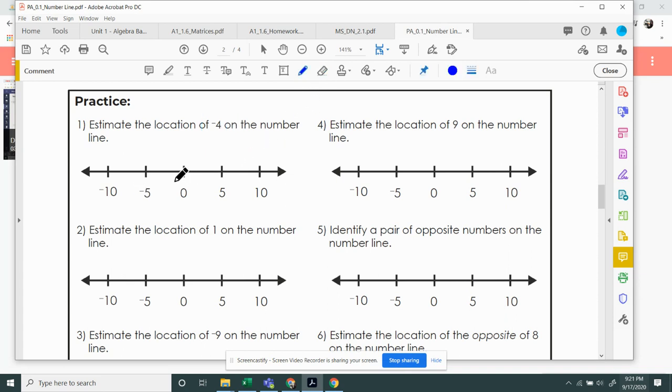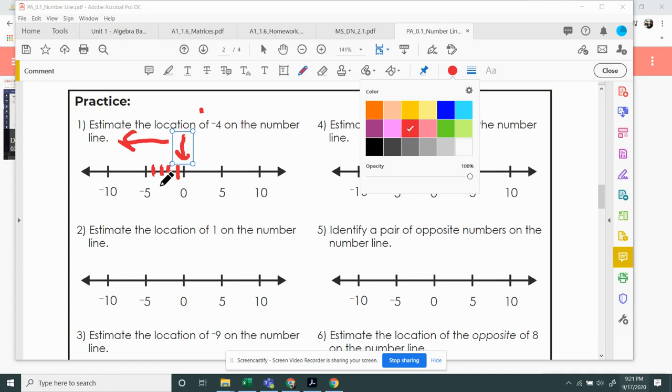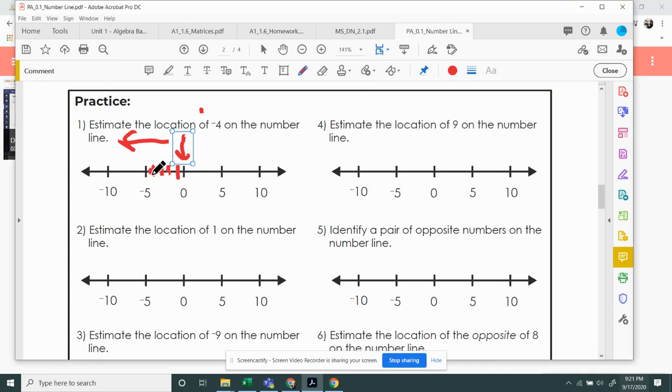Get our pen back. So let's see, -4, well here's my 0. So I know I'm going to go to the left. And here I see -5, here I see 0. So I think what I'll do is, let's see, that would be 4, 3, 2, 1. So I think -4, let's get another color, would be right about here. That would be our -4.